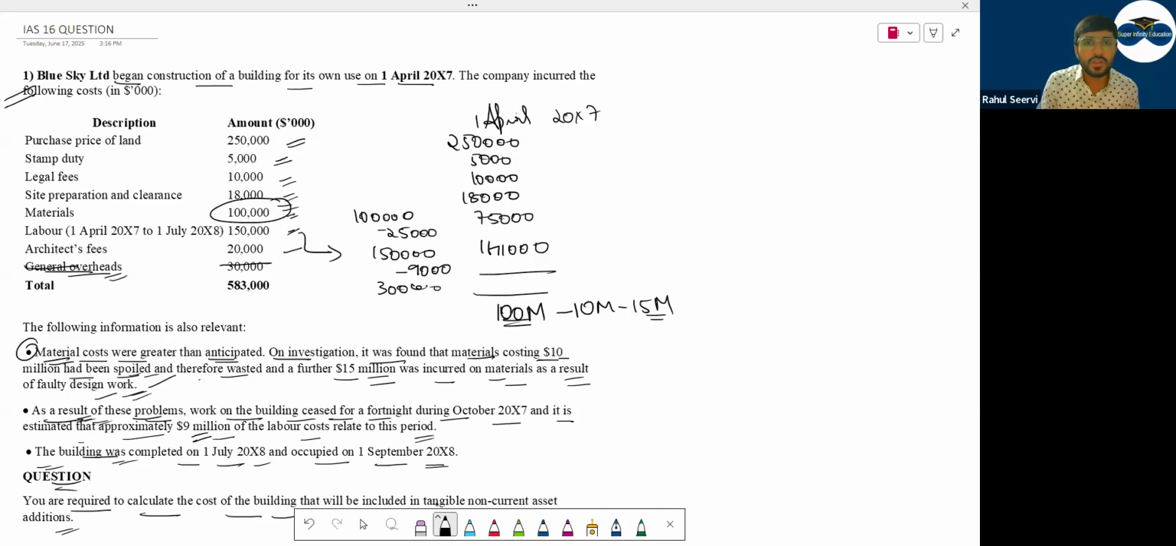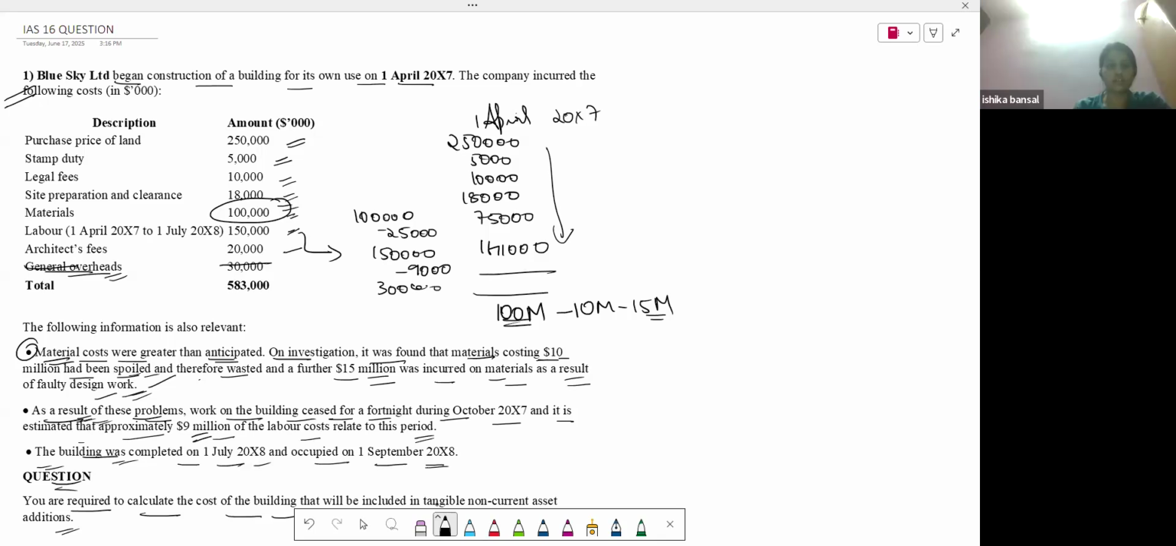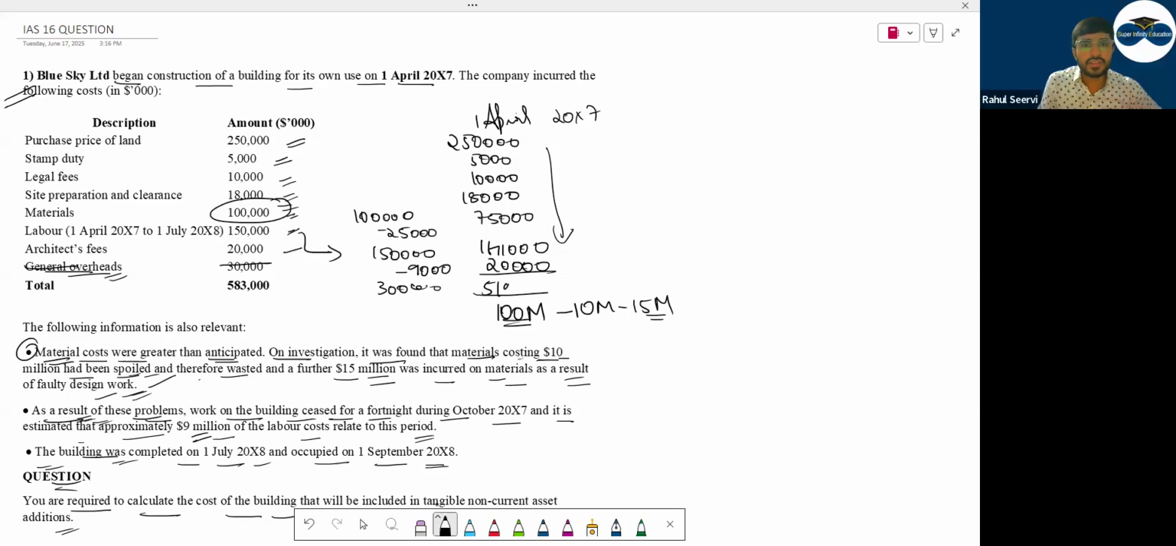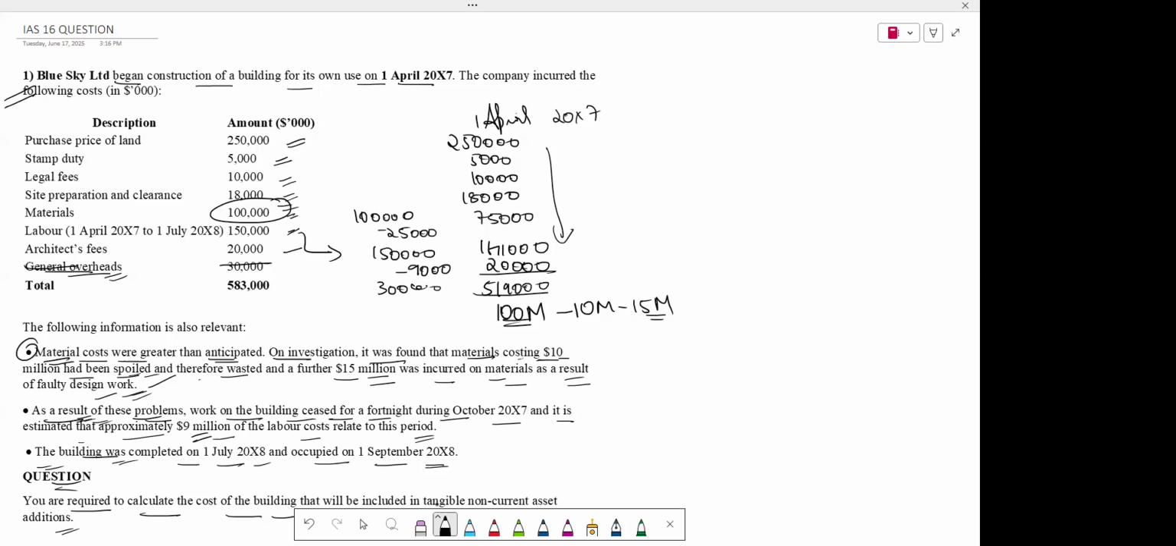Can I say I will get the total of this now? What is the total here? Can you do the total and tell me? Cost of the PP. Architect fees. Sorry, my bad. Architect fees we have not included. Yes, anyone reminded me. 5,19,000. Everyone getting the same answer? I have only given you the numbers. I need the total. 5,19,000.